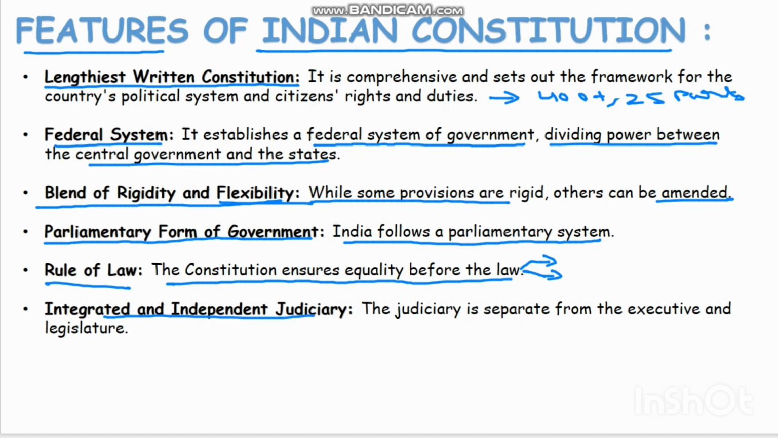Integrated and independent judiciary. If any common man is affected by some laws made by the government, then the executive needs to give the answer to the common man when he goes to the judiciary, and also the judiciary need not listen to the words of the prime minister or chief ministers.